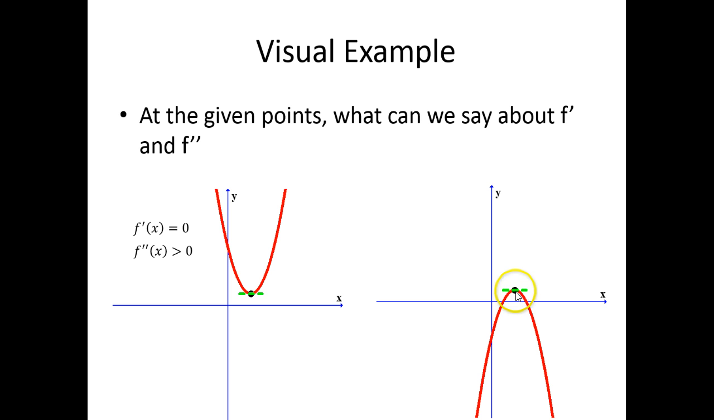Conversely, if I have a situation, like I do on this right-hand side, where the first derivative is 0, and the second derivative is negative, then what this tells me is I have a relative maximum at that point. Again, this is helpful in the fact that we only have to calculate the first and second derivative. We don't necessarily have to graph it, but this is why this works.